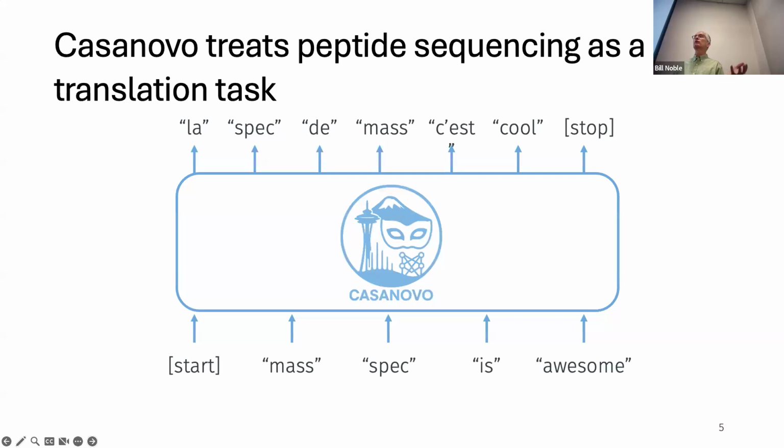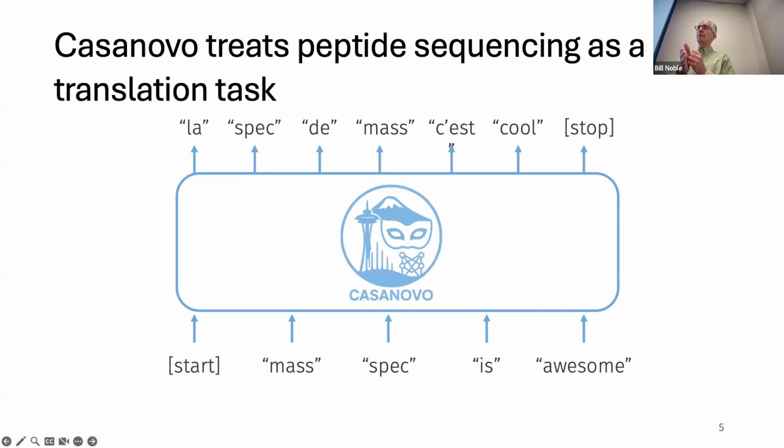So these large language models can translate between languages by taking a sequence of words in one language and predicting the corresponding sequence of words in another language. And our idea is that we could do the same thing for translating from a sequence of peaks in a spectrum to a sequence of amino acids in the peptide. The difficulty being that in the case of mass spectra, the peaks correspond to either prefixes or suffixes, right?